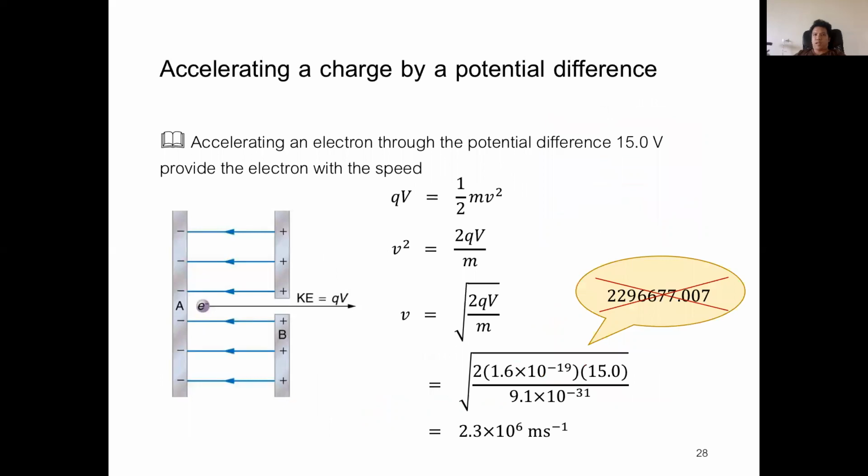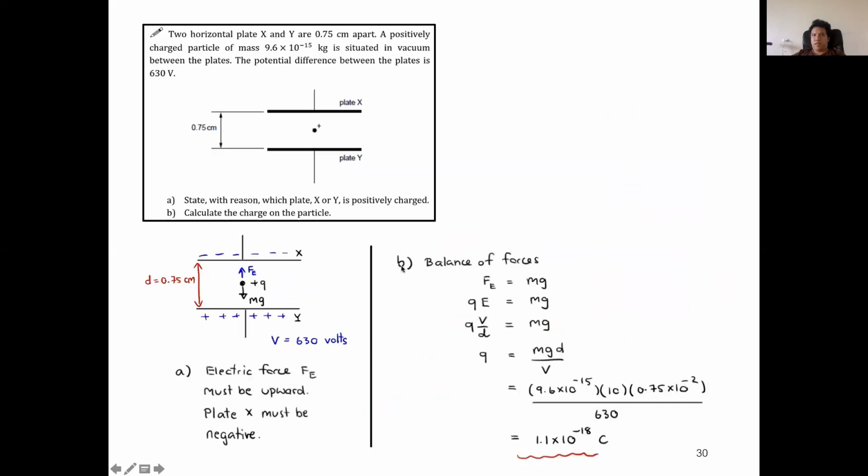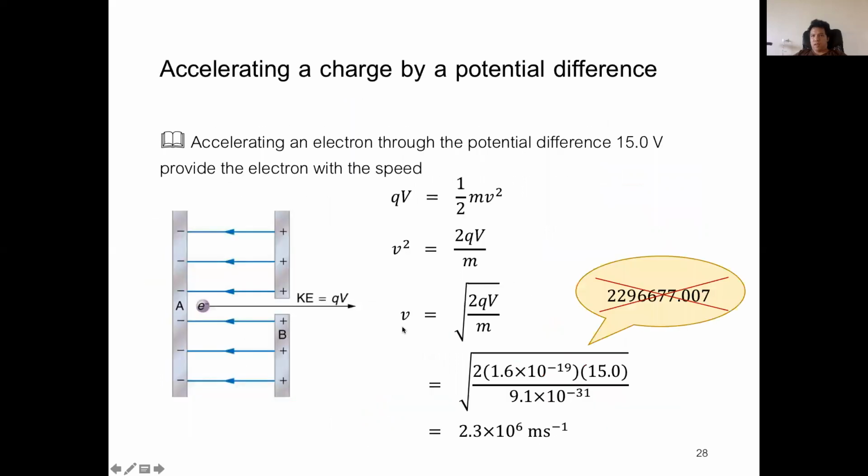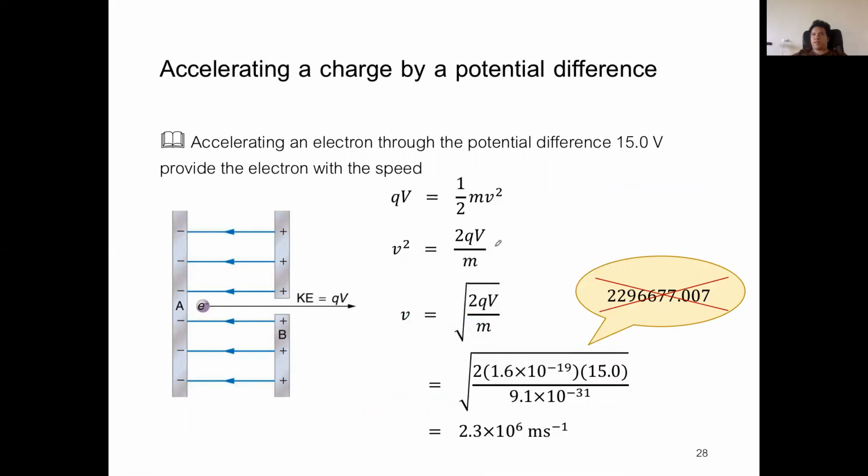Okay. Then consider this example where we try to accelerate the electron using potential difference of 15. Okay, so we use this equation again, and of course we use 15 volt as the V.